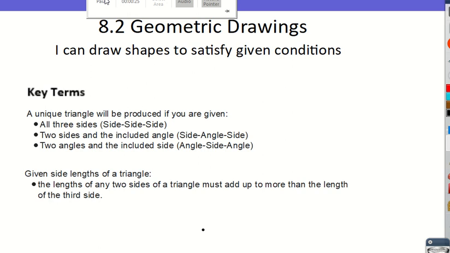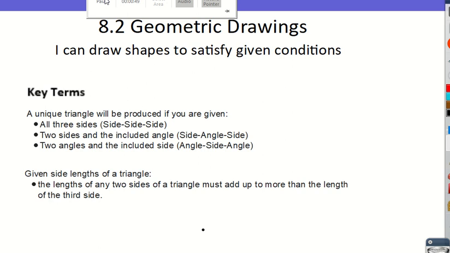All right. So key terms, first thing, and make sure you write these down because you're going to have to reference them for a while until you have them memorized. So a unique triangle will be produced if you are given three conditions. If you have all three sides of your triangle, side lengths, if you have those three sides, it makes a unique triangle.